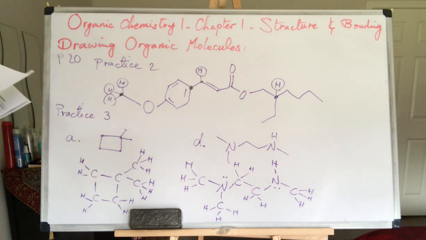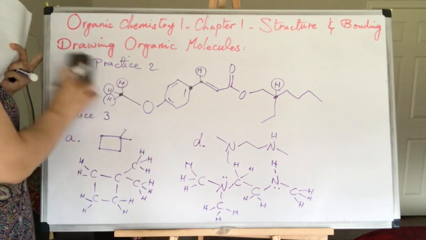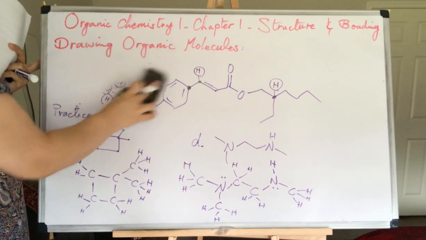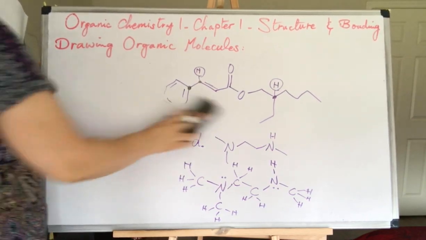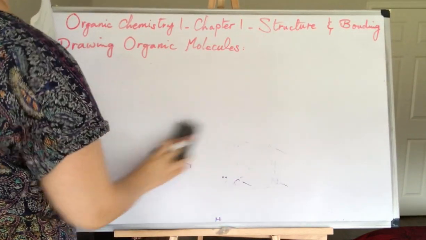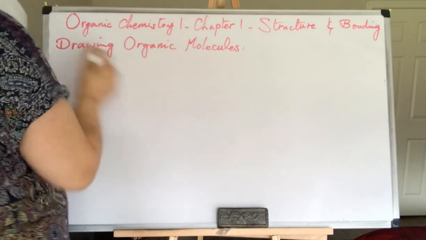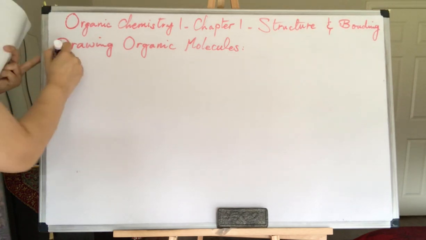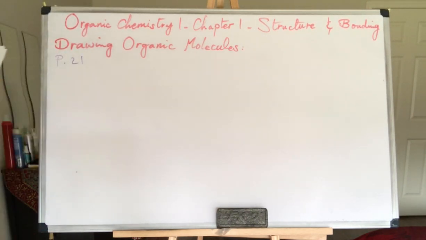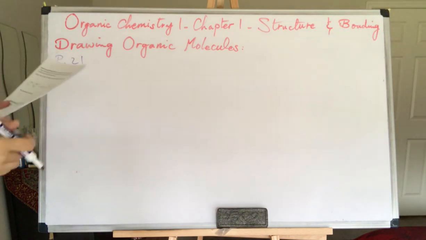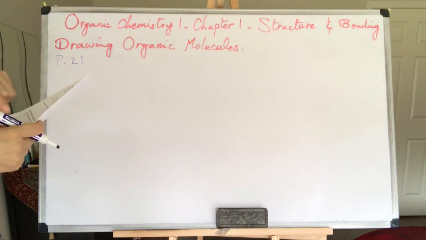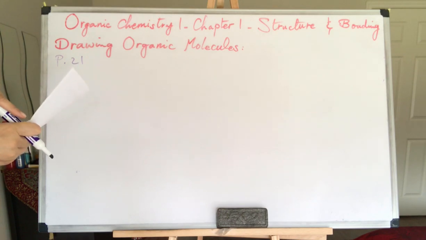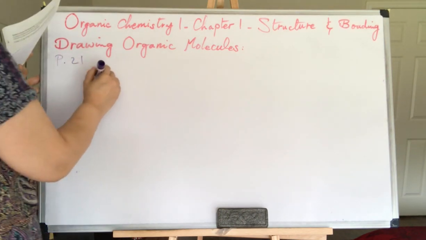And finally, after working on all of these, we are ready to know a little bit more about when the atoms are charged, basically going back to the same concept of formal charges. So, page 21, the first practice is saying that if a carbon is positive, it means that a hydrogen is missing, like A.